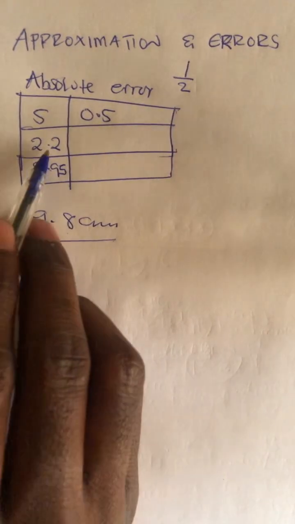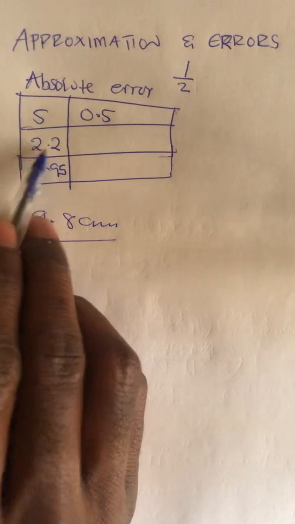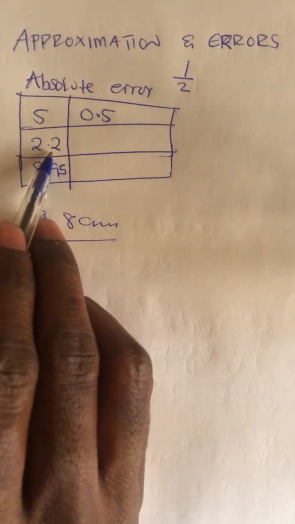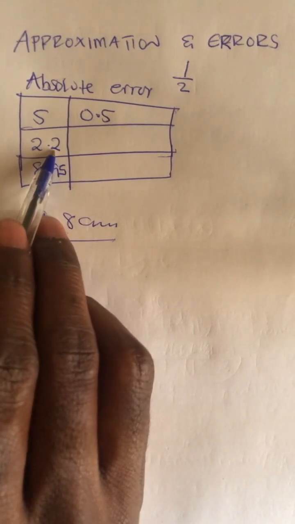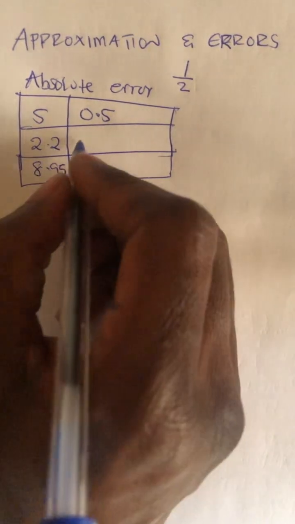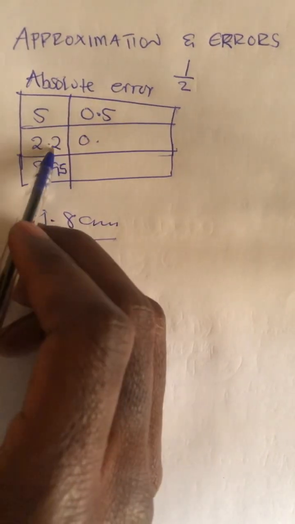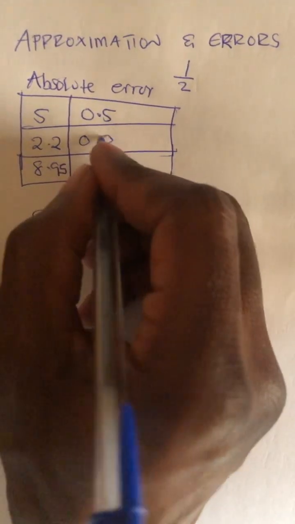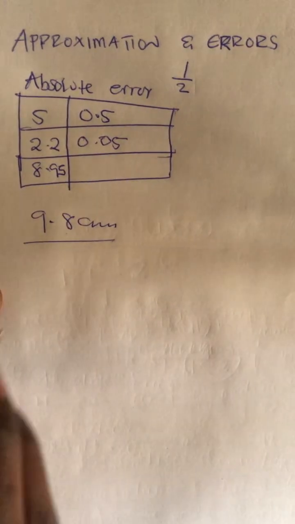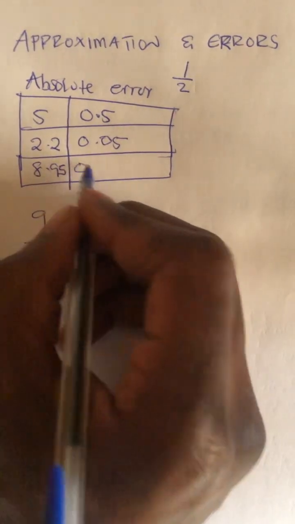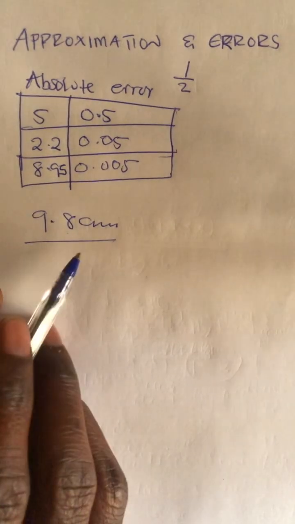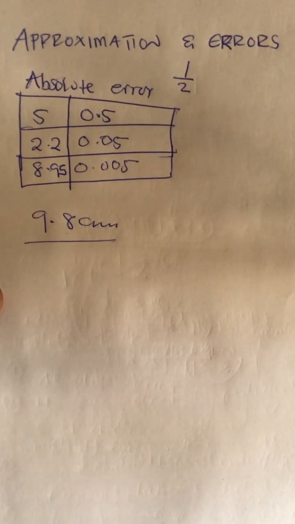And then when it has one decimal place, like 2.2, provided it is one decimal place, what you do is begin with the first number, it becomes 0. As long as there is one decimal place, it means it will be 0.5. With 2 decimal places, it moves to 0.005, and so forth. But when the actual measurement is given, you subtract.